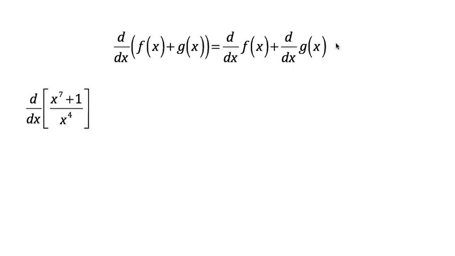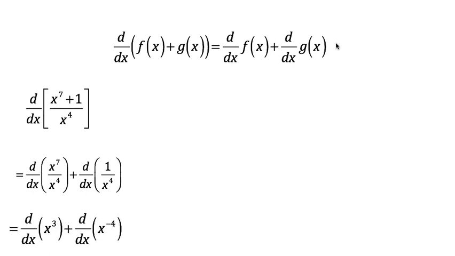Again, looking at this rule, I want to look at the derivative of x to the 7th plus 1 over x to the 4th. And you may think that's a quotient, so you have to use the quotient rule, but actually not. There's a common denominator, so we can think of this as x to the 7th over x to the 4th plus 1 over x to the 4th. And then the derivative of the sum is the sum of the derivatives. X to the 7th over x to the 4th is x to the 3rd, and 1 over x to the 4th is x to the negative 4. We have an exponent in the denominator, we can think of that as a negative exponent.